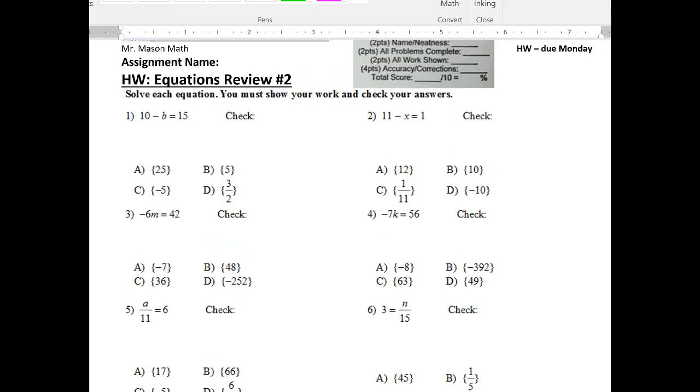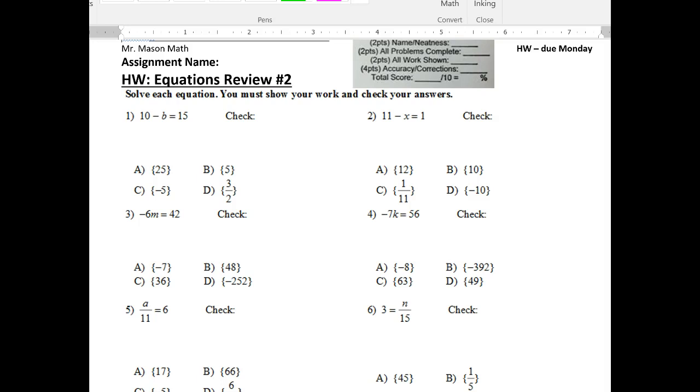It's basically a nice review of one-step, two-step, multi-step equations in preparation for when we have to use these equations to graph them. So remember, the goal is to make sure that you isolate the variable, solve for it, and then check by plugging in.